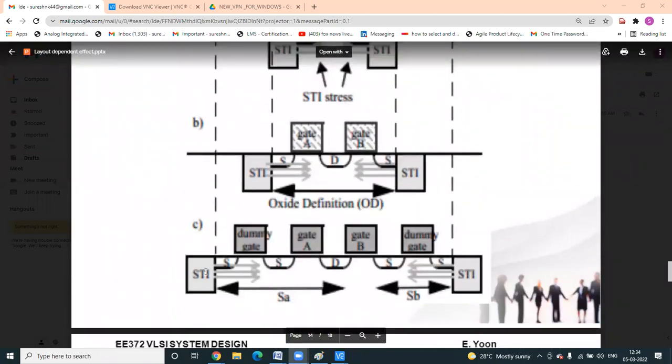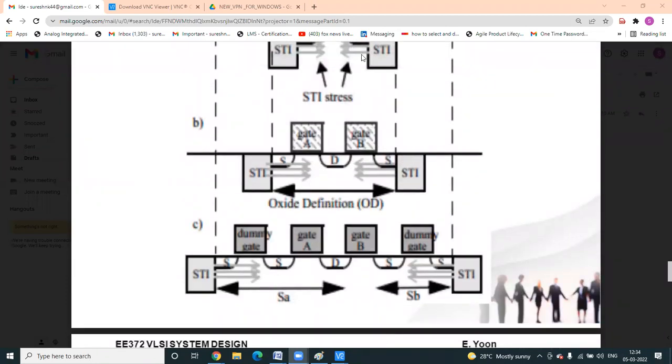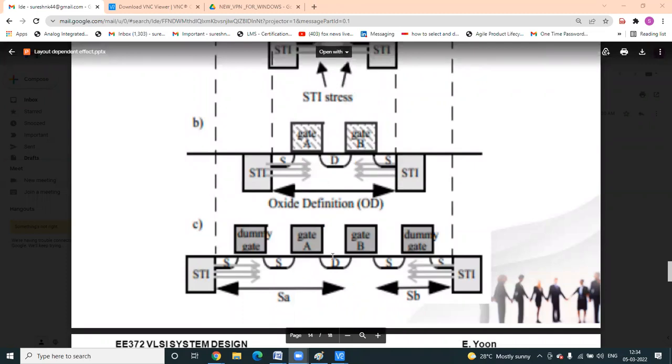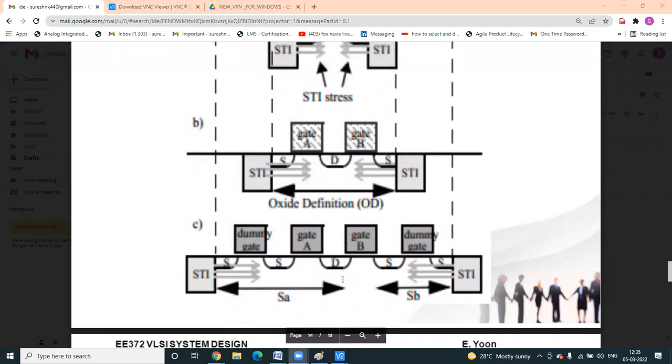To separate active devices, you are using STI. This is shared. If you don't share, there will be a gap. So that time you can use STI. But anyway, this STI you will not see here at the time of fabrication.